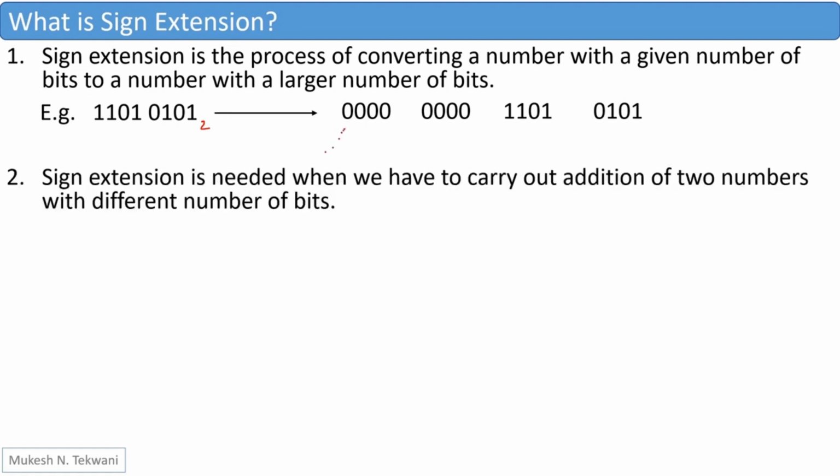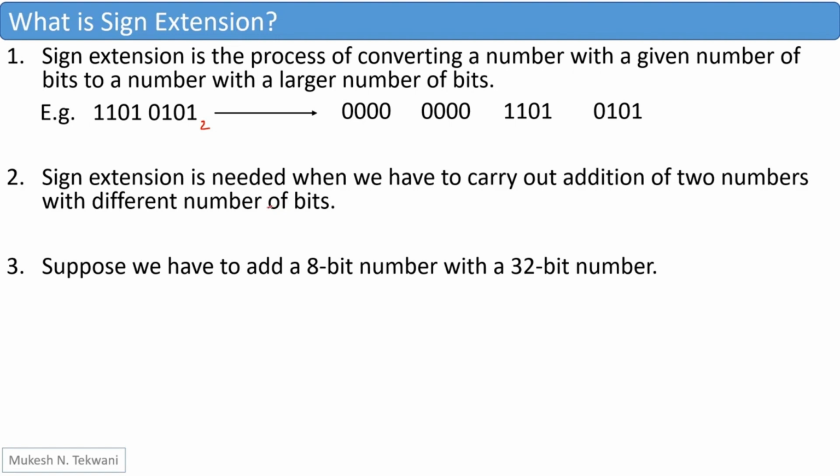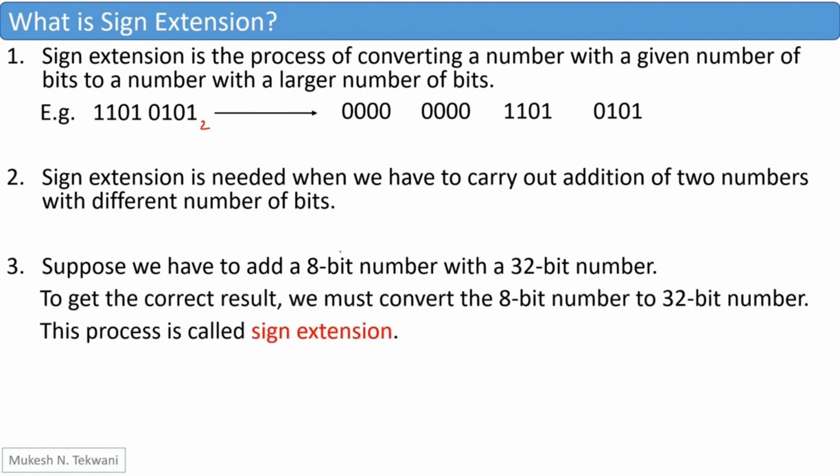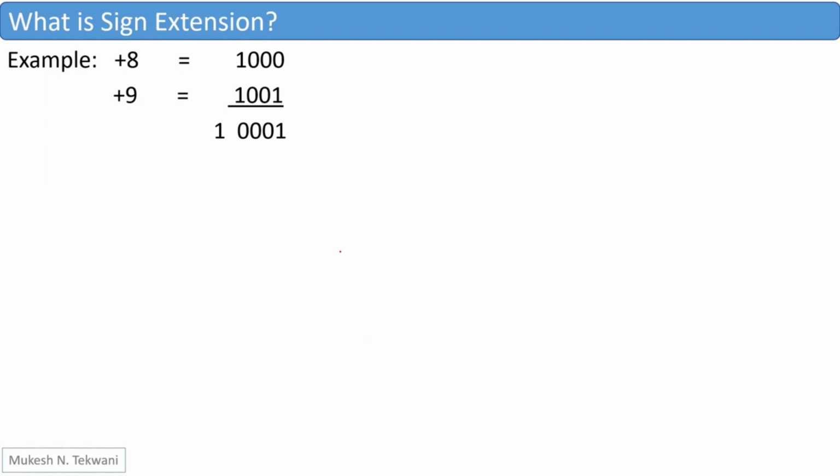Now, sign extension is needed when we are to carry out the addition of two binary numbers with different numbers of bits. For example, if we have an 8-bit number and a 32-bit number, to get the correct result we must convert the 8-bit number to a 32-bit number, and this process is called sign extension.